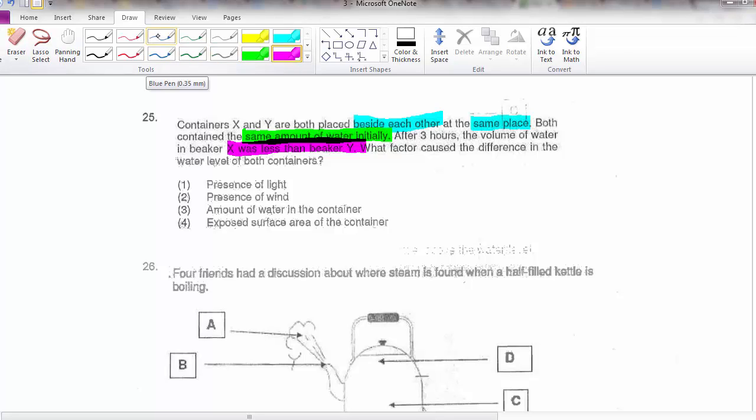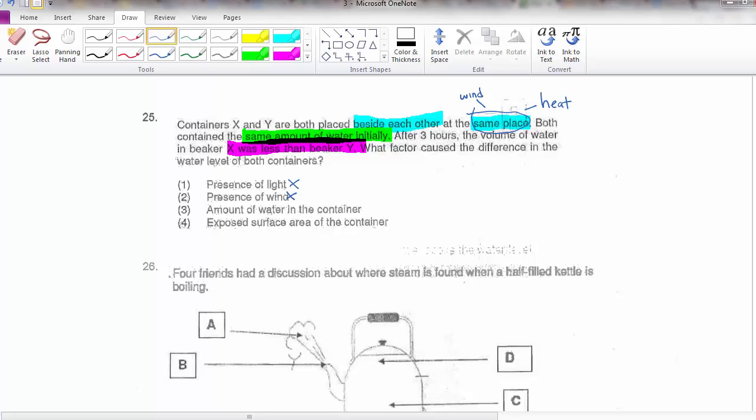If my location is the same, then presence of light, obviously this is wrong. Light doesn't affect evaporation. Presence of wind. Will the amount of wind be different for X and Y? It will be the same because, again, they are located at the same place. Same place means same amount of heat, same amount of wind. Okay, so both will be the same. So presence of wind will not be a factor of why one evaporates faster than the other.